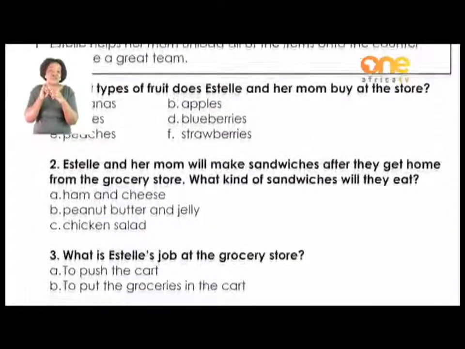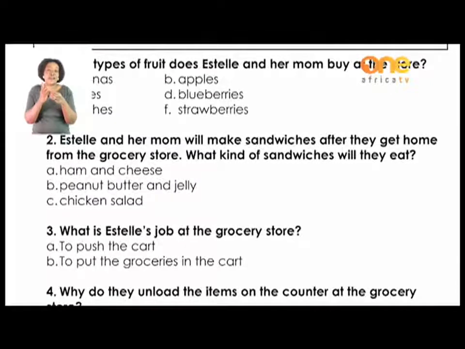Question number 1. What type of fruit does Estelle and her mom buy at the store? So there are 1, 2, 3, 4, 5, 6 options to choose from. So you only have to choose the correct answer by encircling the correct letter. Numbers 2, 3, 4 and 5, you have to do on your own.